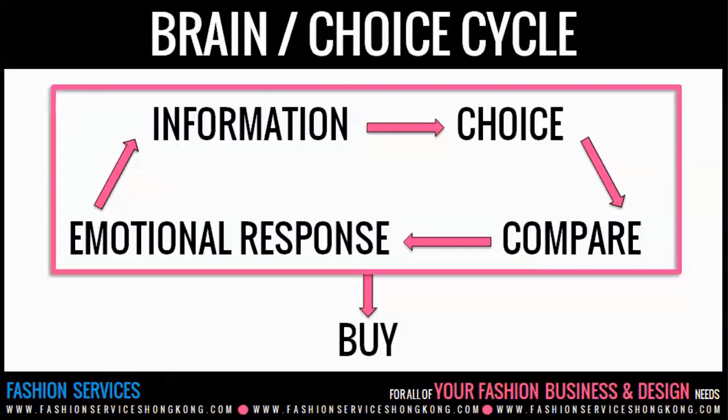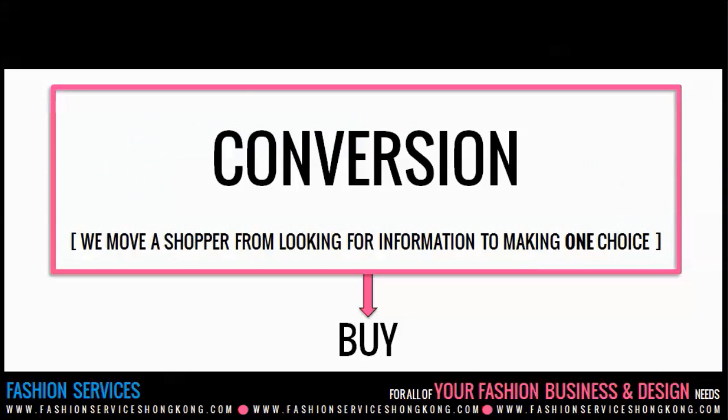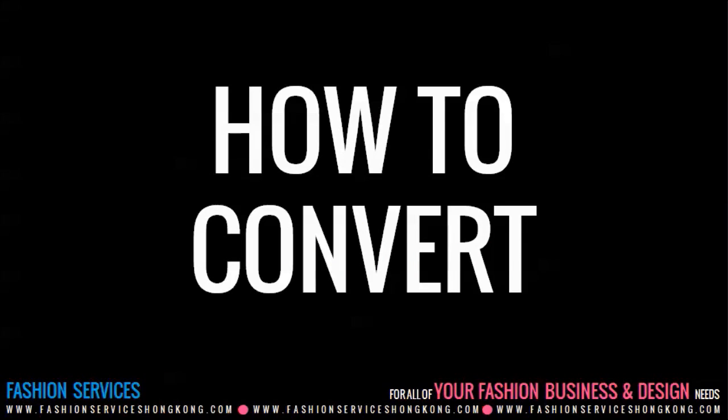Now, when the pleasure outweighs the amount of pain in our brains, we then purchase, we then buy. If the pain part of our brain is higher than the pleasure part of our brain, the process just keeps going round and round. It keeps cycling around until that pleasure element in our brain is higher than the pain part. Now this then leads to conversion. We're moving the shopper from looking for the information to making one choice, hopefully our choice, and that makes them a consumer. So let's look at how we can convert.